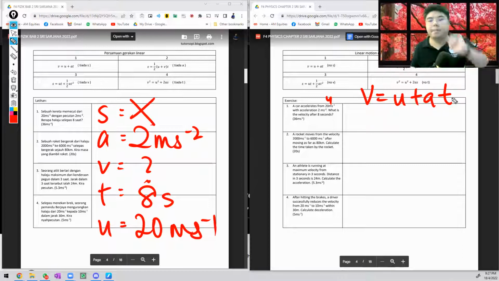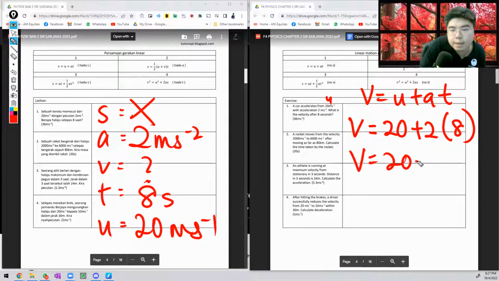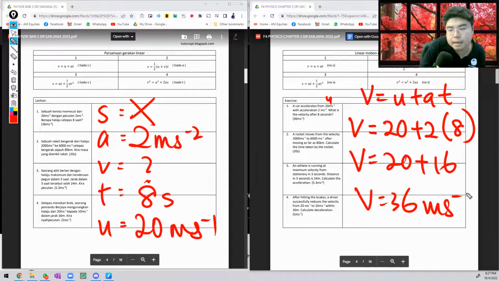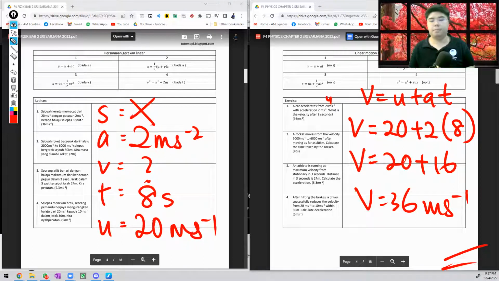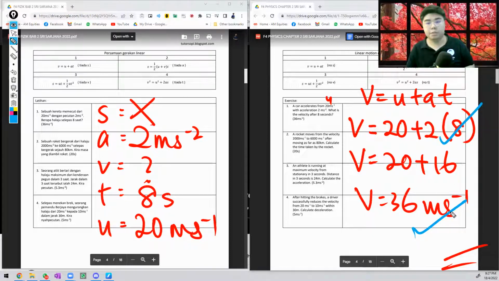Okay, punch in the number. V yang kena dicarikan, U 20, A 2, T 8. V equals to 20 plus 16. V equals to 36 meter per second. And siap. 2 marks. Where you get 2 marks? Usually sini satu markah, sini satu markah. That's all, really.